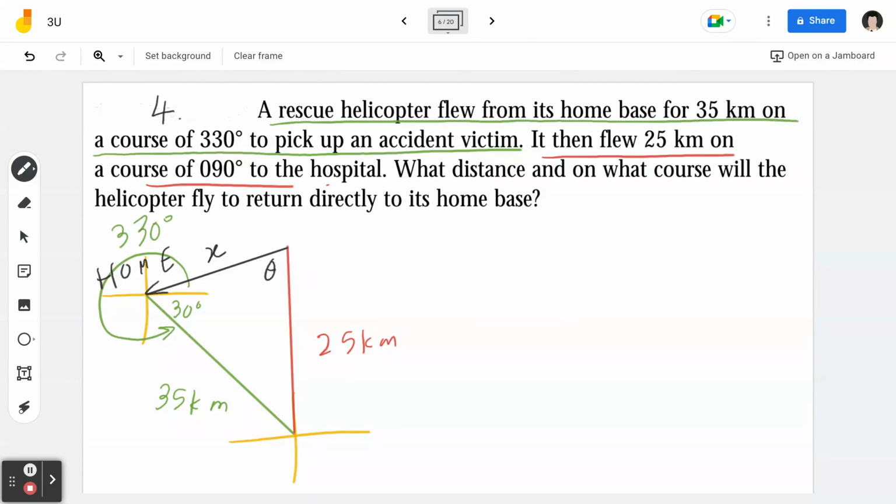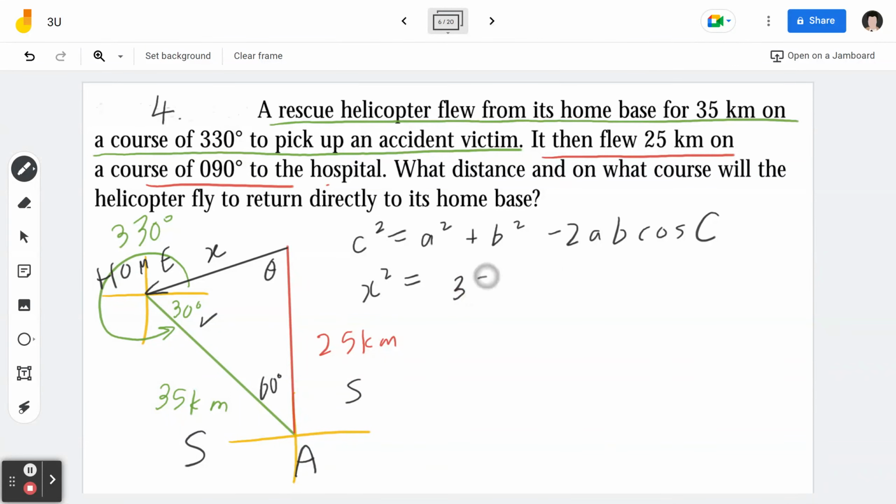So again, here's what you can do. Think about the cosine law. Think about side angle side. So the fact that this is going to be 30 degrees, I hope you recognize this is going to be 60 degrees because this is a right angle triangle, right? So you go back and you say SAS. That's the cosine law. Again, cosine law is c squared equals a squared plus b squared minus 2ab cosine C. In this context, x squared is going to be 35 squared plus 25 squared minus 2 times 35 times 25 cosine 60 degrees.